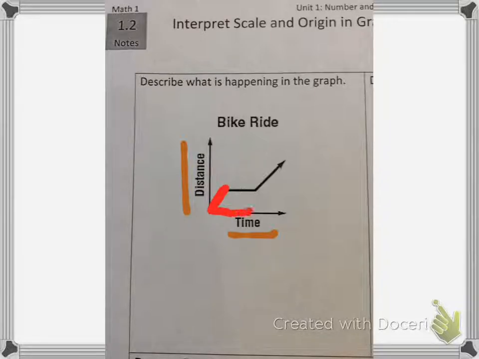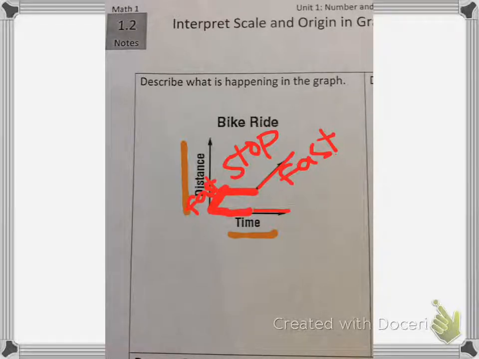Here, although time is going past, no distance is moving, which means that we've probably stopped at that point. So I'm going to call that a stop on my graph. And then again here, as time continues to go by, we are moving fast again. So I'm going to put that we're moving fast, or we went a large amount of distance quickly. So distance went far, we stopped, and then we went a large amount of distance again.